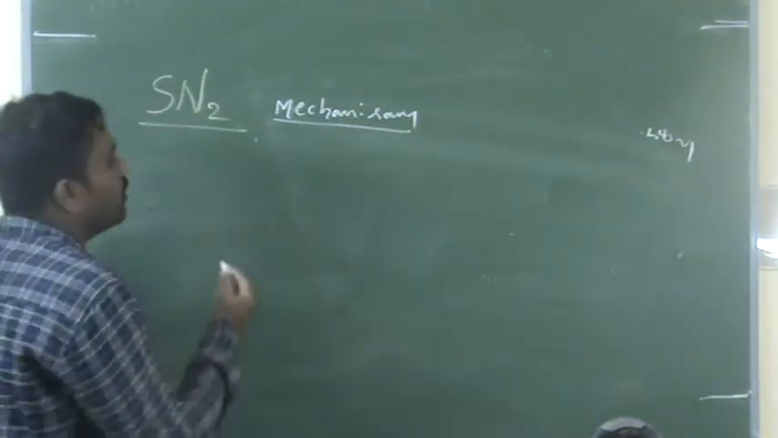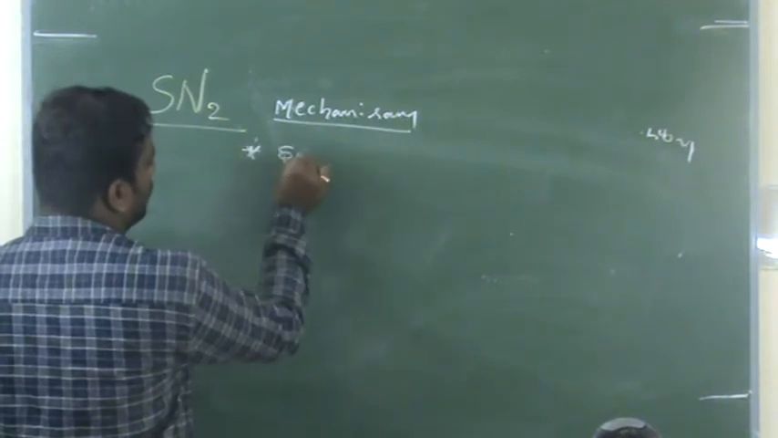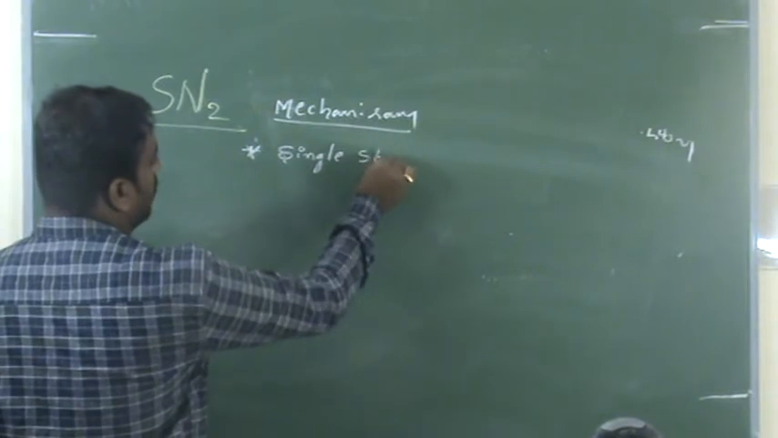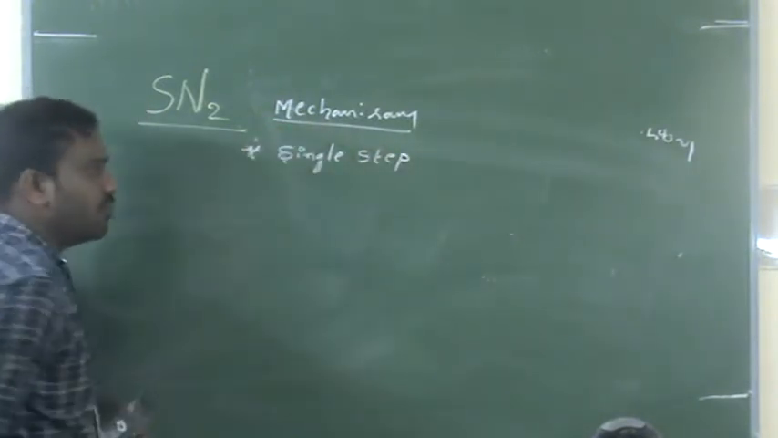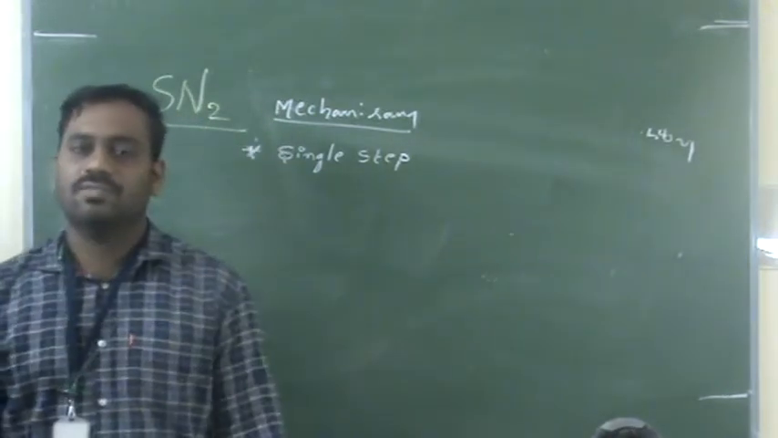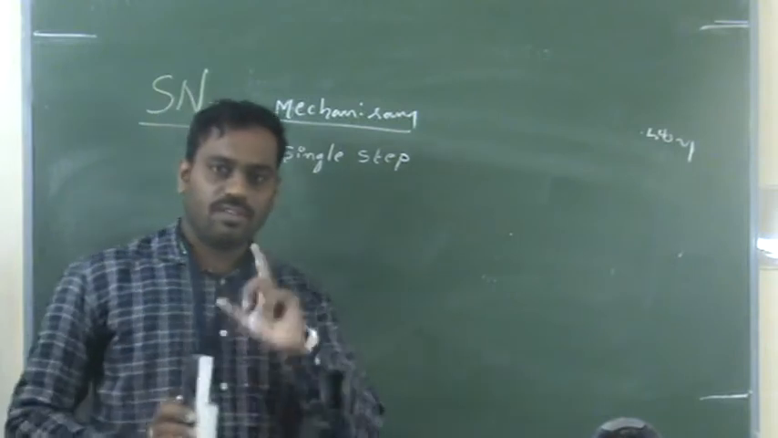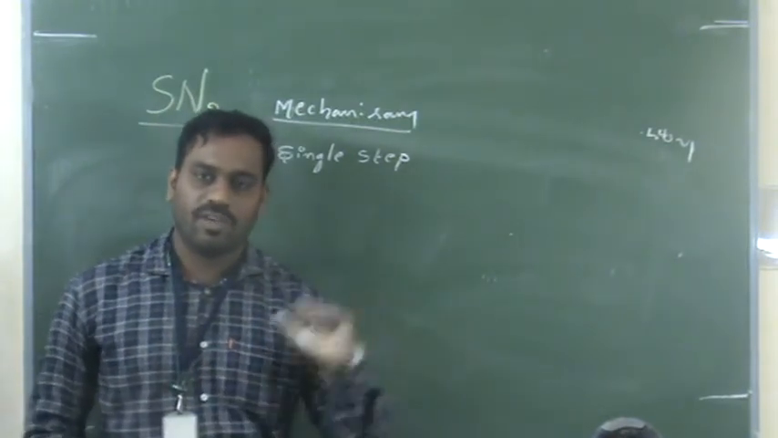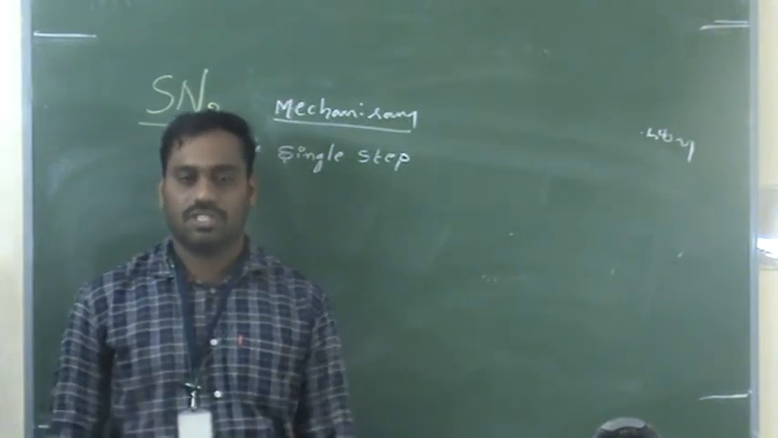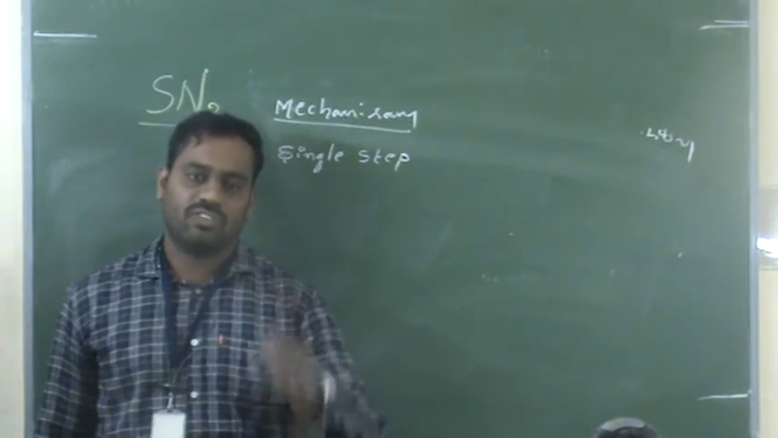This is the first point you have to remember: the SN2 mechanism is a single step mechanism. It is a concerted mechanism, which is nothing but there is no intermediate here. The entire reaction is completed in a single step. There is no intermediate. There is only a transition state.